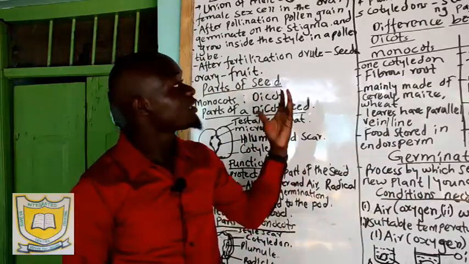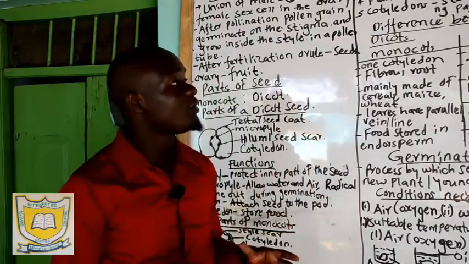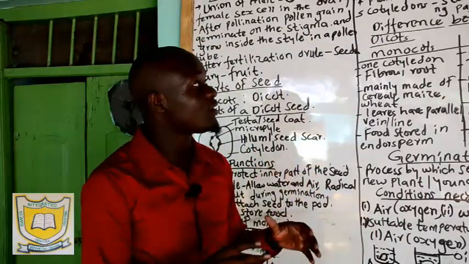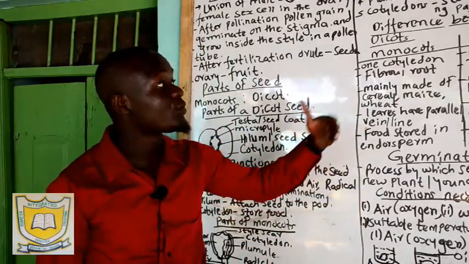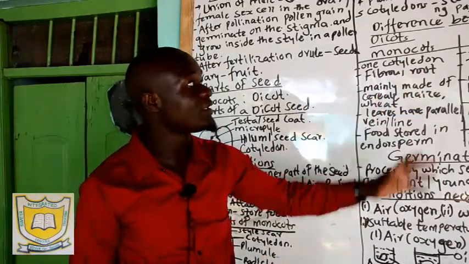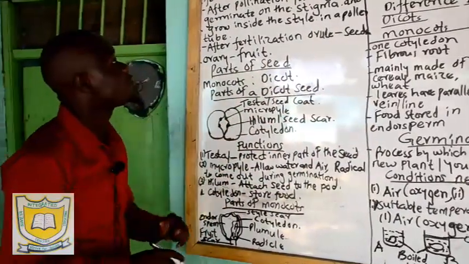Now, after you understand the male and the female parts of the plant, we come to discuss how they unite or how they join so that they can carry out fertilization to produce their fruits and the seeds. Now, straight away, we are going to discuss fertilization in plants.